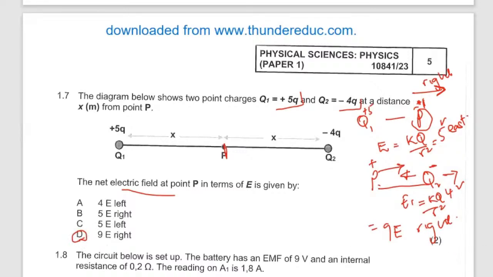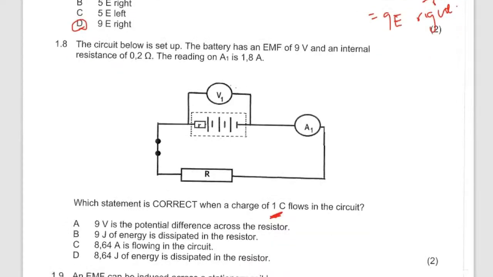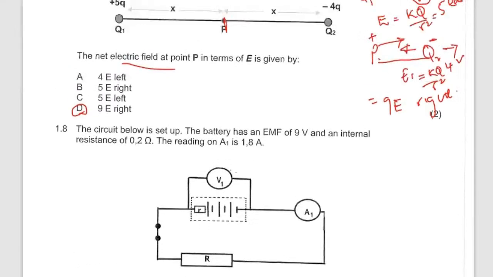Okay, then 1.8. We have the circuit below, which is set up. The reading of the EMF is 9. There's internal resistance of 0.2. And then the ammeter reading is 1.8. So which of the following is correct when 1 coulomb charge flows in the circuit? So 1 coulomb charge is more like the energy that is moving around all the.